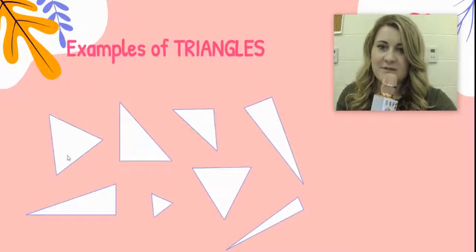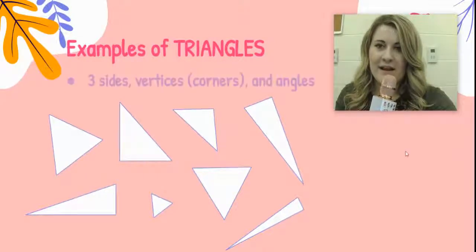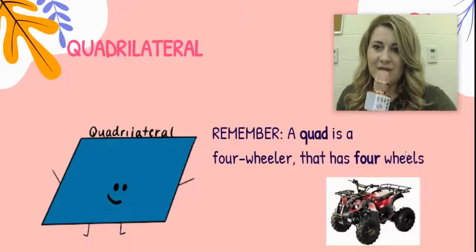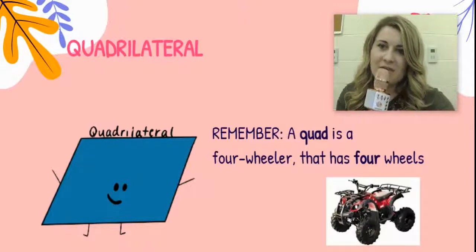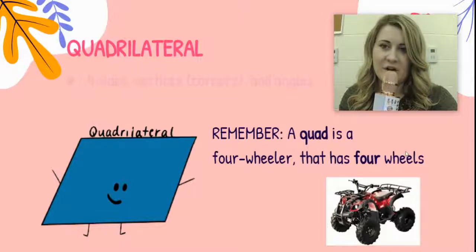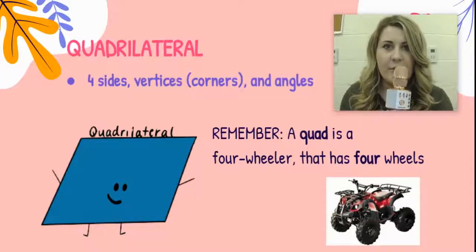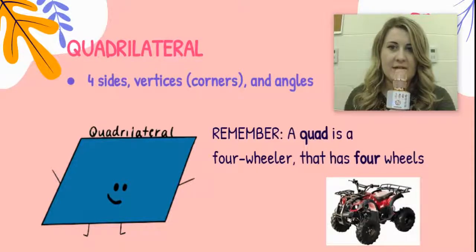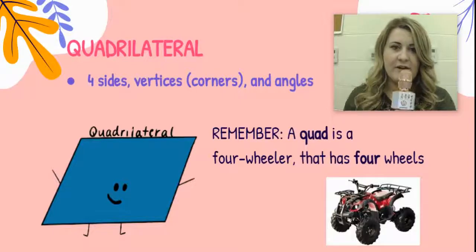So these are all examples of triangles. I think we all know what a triangle is by now. We're in 3rd grade. All right, remember these have 3 sides, vertices, and angles. Next, let's talk about our quadrilateral. And you're probably thinking this was going to be a square. Nope, it's a quad. Quadrilateral has 4 angles, 4 sides, and 4 vertices.